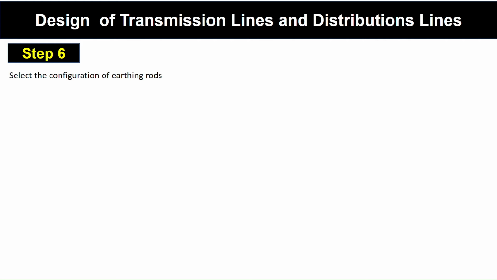Select the configuration of earthing rods. There are different configurations. Either you can connect these 200 rods in parallel in one line, or you can make a hollow square and connect these 200 earthing rods. For that there is a factor lambda for different configurations. I will show that to you.